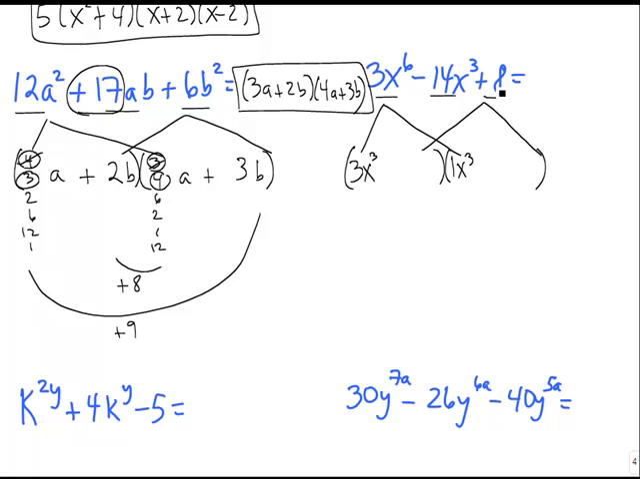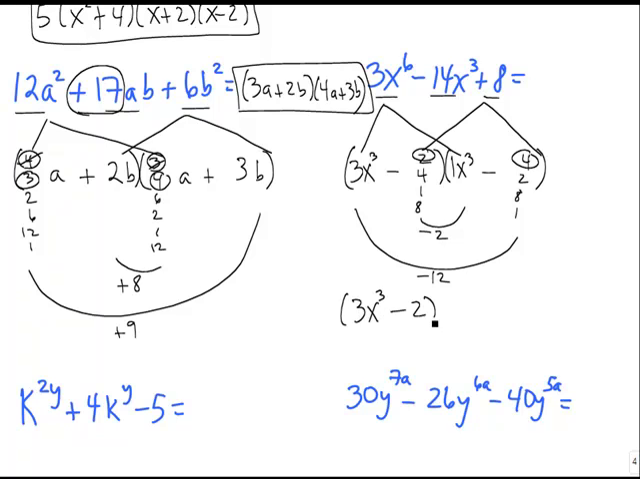To get 8, we could do that with a 2 times a 4, or a 4 times a 2, or a 1 and 8, or 8 and 1. So we have to list out all those possibilities. Now to see which one it is, we're going to check our outers times our inners. 3 times 4 is 12. 2 times 1 is 2. Can I get 14 out of 12 and 2? I can. If I make them both negative, then I'll get my negative 14. So I need minus signs for both of these. So we got it to work. It's going to be (3x^3 - 2)(1x^3 - 4), or just x^3 - 4.